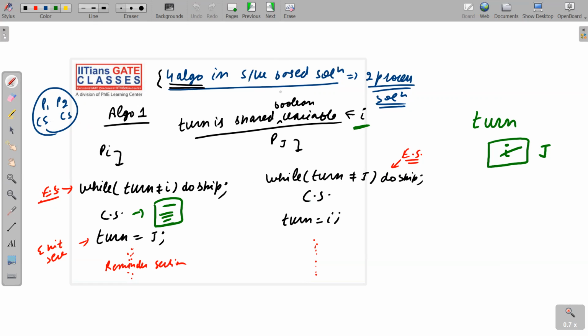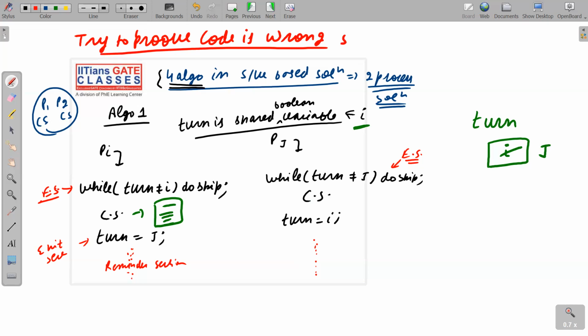So the basic idea is, let me write it: try to prove the code is wrong. Don't try to prove the code is correct. Imagine all types of scenarios to prove it is wrong.